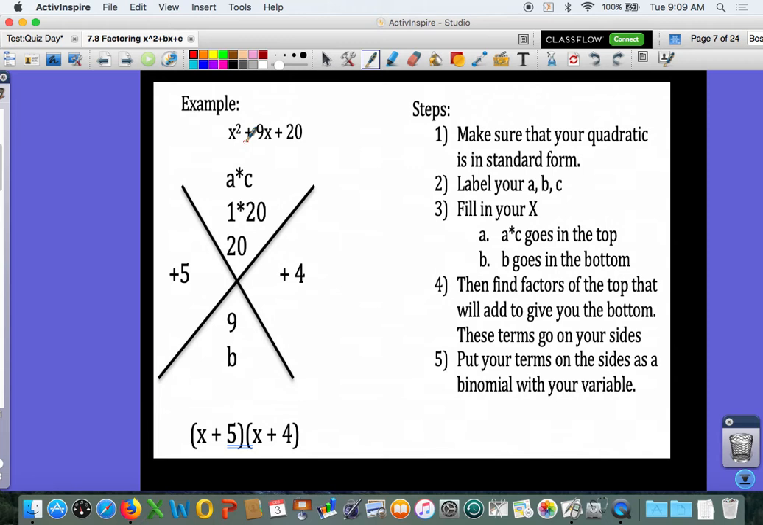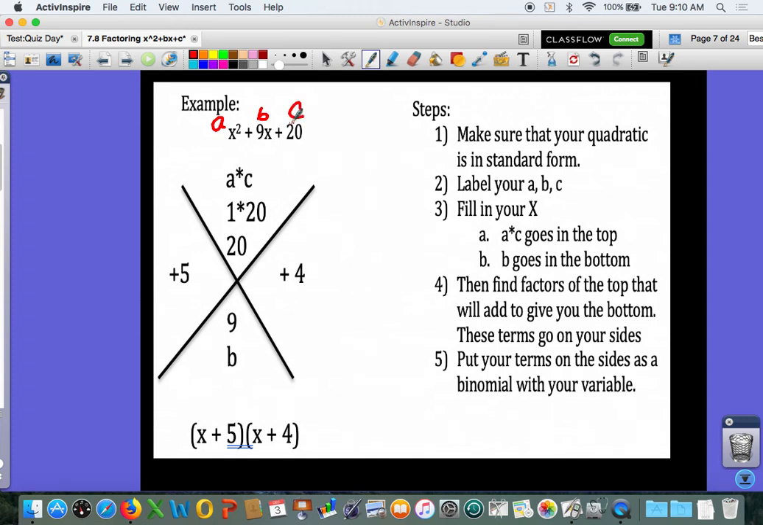Step 1, make sure that your quadratic is in standard form. Is it in standard form? Yes. There's not an equal sign, it's standard form. Step 2, label your a, b, and c. Well, what's my a? A is 1, it's in front of that x squared. B is 9, and c is 20.